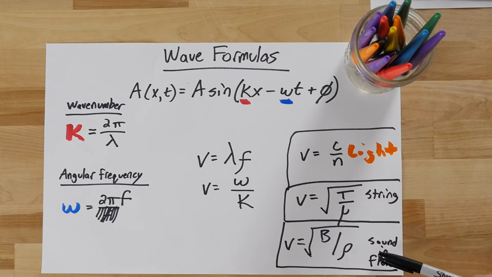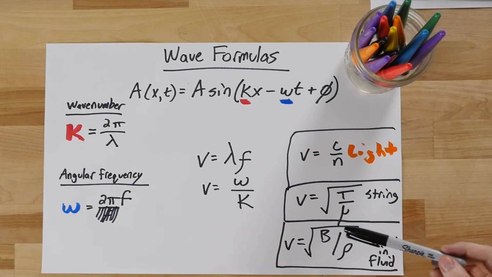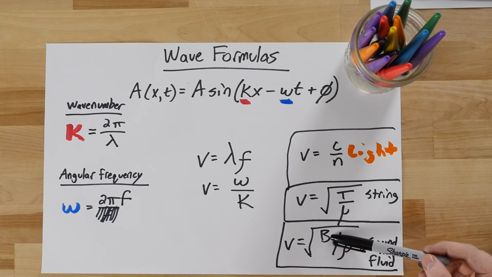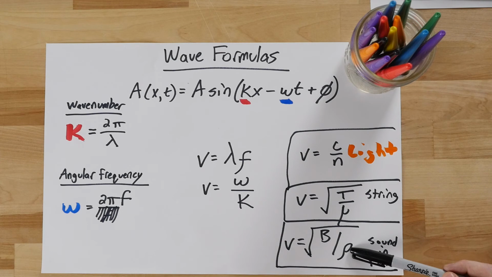We can also look at sound in a fluid. How fast will sound waves move? In the case of this equation, B refers to a bulk modulus, which is a representation of how compressible a fluid is. Rho refers to density, or how dense that fluid is. So you may have heard that water actually has sound waves that travel faster than in air. And that's because even though water is more dense, it actually has a much bigger bulk modulus to compensate for it.